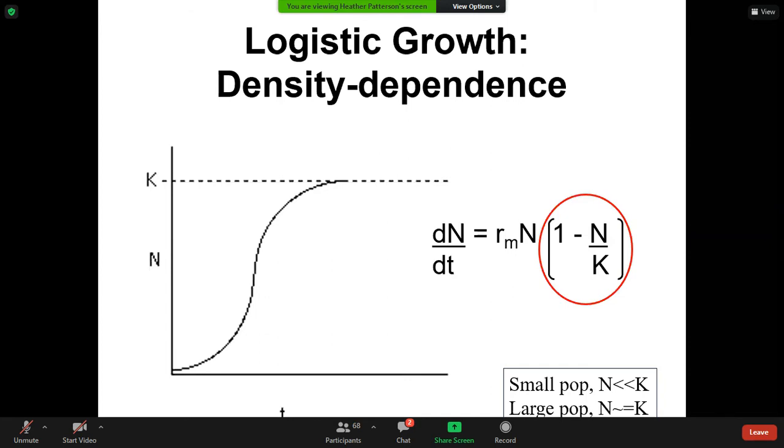In other words, when you have a really small population, this equation is almost equivalent to our equation for exponential growth.